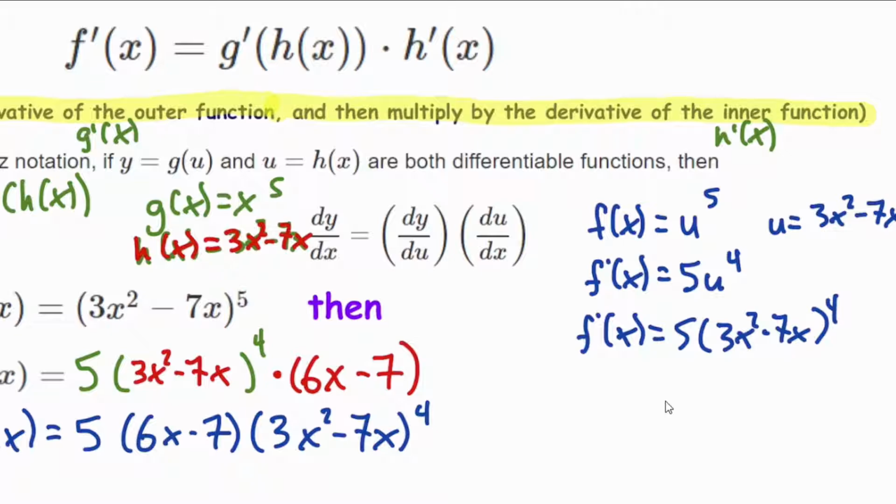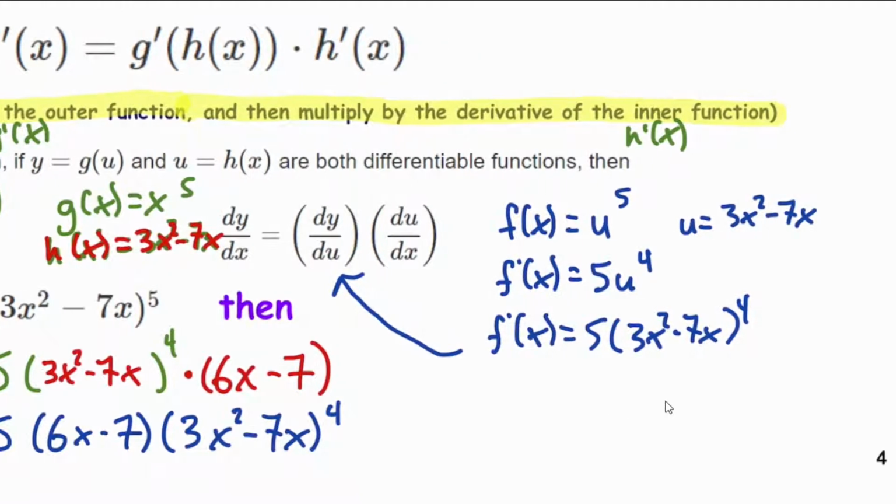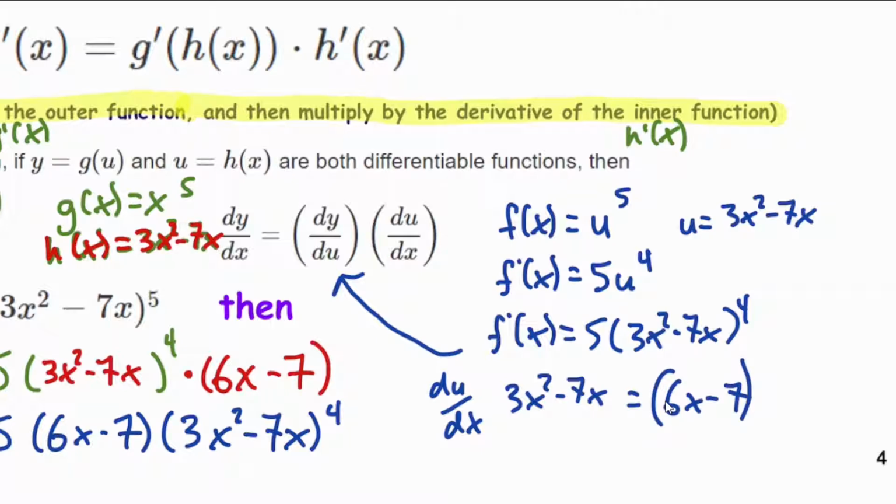I believe this part represents this part right here. And we still need to do our du/dx. So we're finding the derivative of 3x squared minus 7x. So that's going to give us 6x minus 7. So we have these two pieces here. And so we can multiply them together.